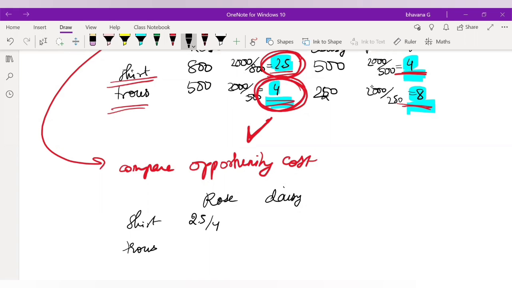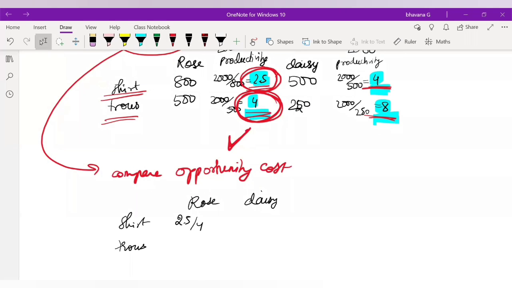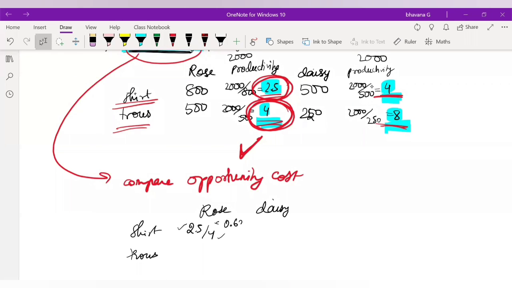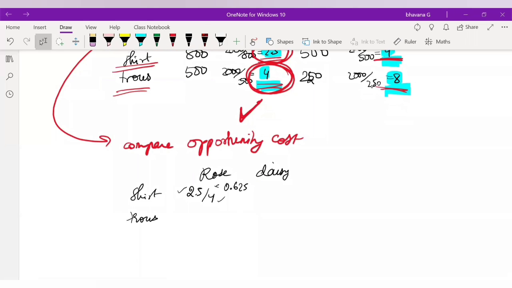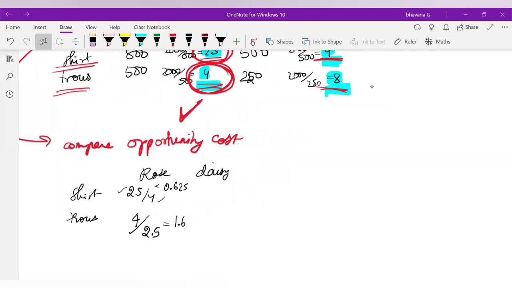That means if they are producing shirt, they will lose out on trousers. If they are producing trousers, they lose out on shirt. So that opportunity cost Rose has to give up. So if Rose is producing shirt, it will be 2.5 labor hours. That means they will lose the opportunity of producing trousers, that is divided by 4. That means their opportunity cost is 0.625. For trousers, if they produce trousers, they will lose the opportunity of producing shirts, which is 2.5, that means 1.6 is their opportunity cost.